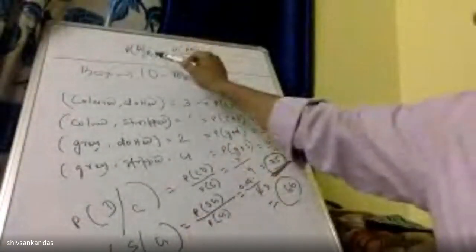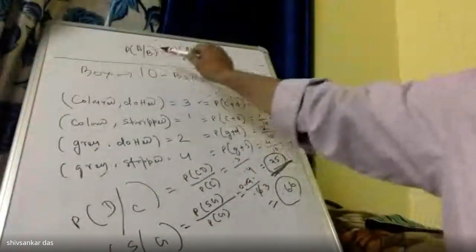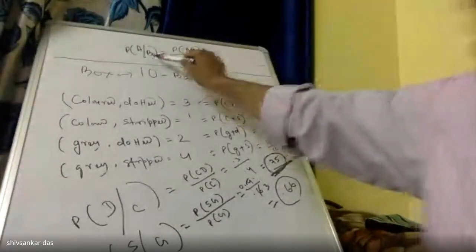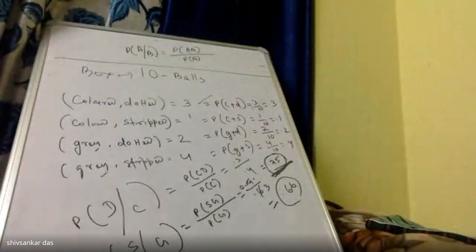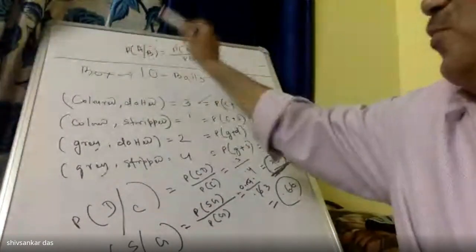People getting salary of 20,000 or more, but working in the shop floor. Persons getting salary of 20,000, but working in the shop floor. Probability of shop floor and 20,000 divided by probability of 20,000.